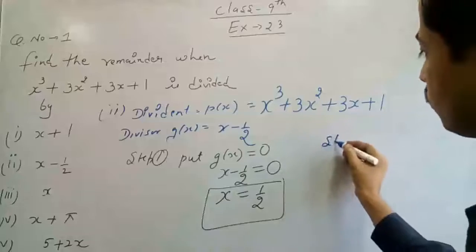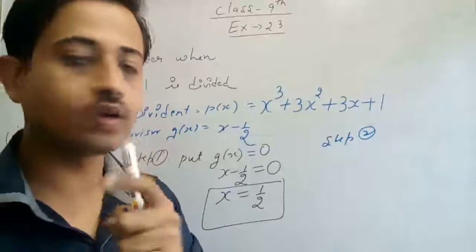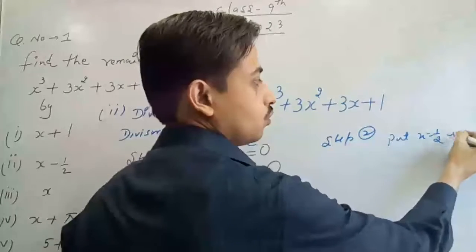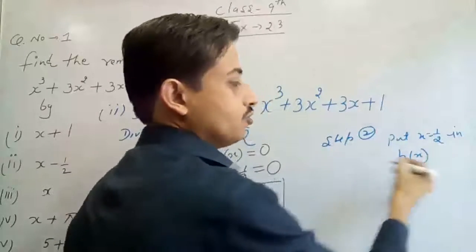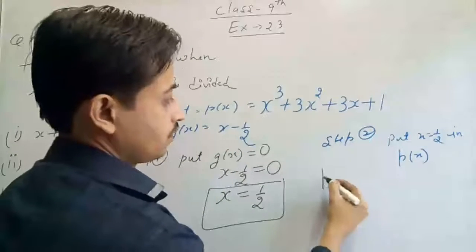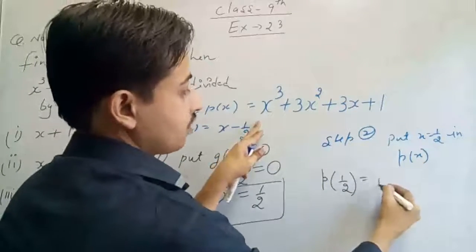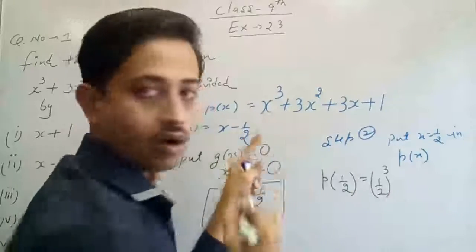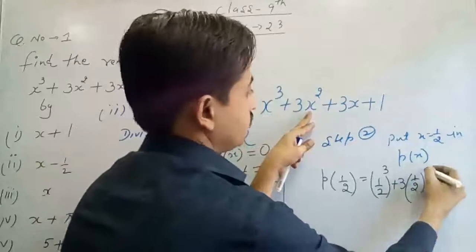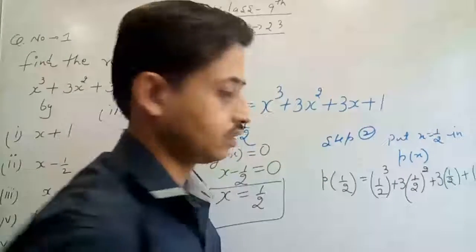Now step 2, put the values in the dividend polynomial. Put x is equal to 1 by 2 in what? In p of x polynomial. Now what is p of x? Is this p of x? x is what? 1 by 2. Here we have to put 1 by 2 whole cube plus 3 into 1 by 2 whole square plus 3 into 1 by 2 plus 1. Now we have to solve.